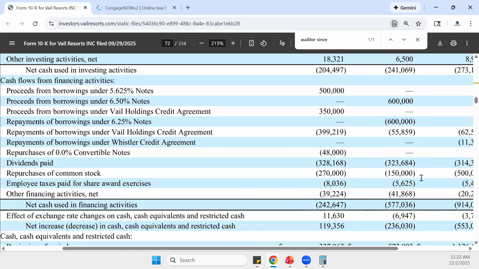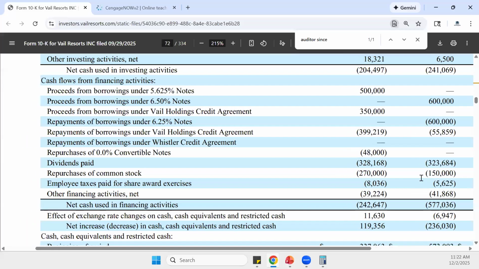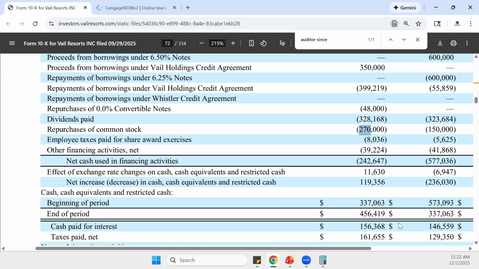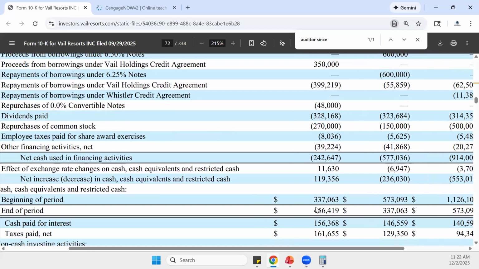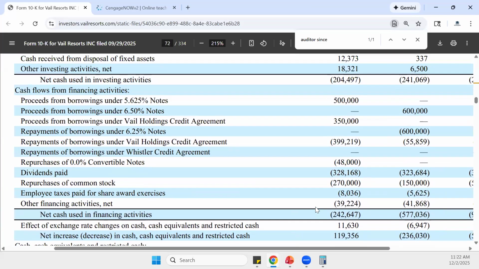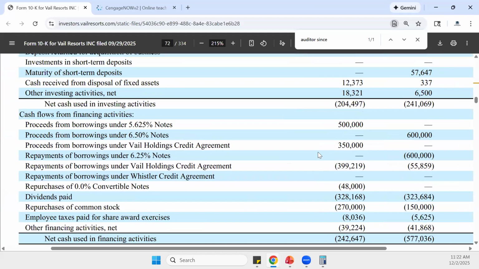But interestingly enough, we can see that Vail is also buying back shares of 270 billion. And where did they get that cash, right? Because their cash at the beginning and ending of the period is relatively stable. I mean, it's not huge changes in cash. So where's the cash actually coming from? It's issuing debt. They are issuing more debt to buy back more shares.